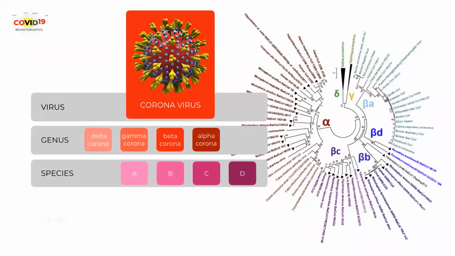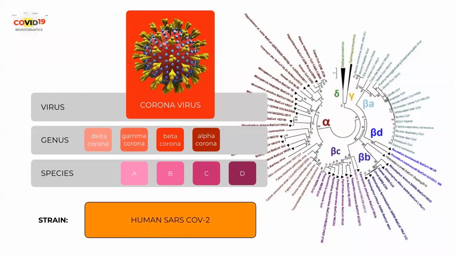So looking back through this, these are the different types of coronaviruses that we have. As we can see, there are Delta, Gamma, Beta, and Alphas, and then our human SARS-CoV-2 is a beta coronavirus.